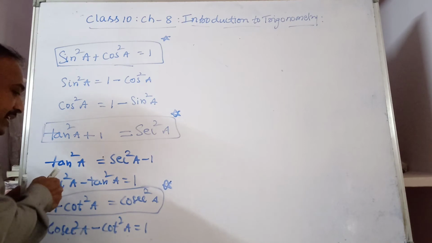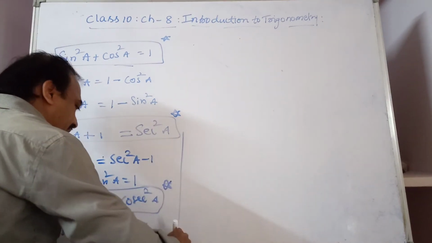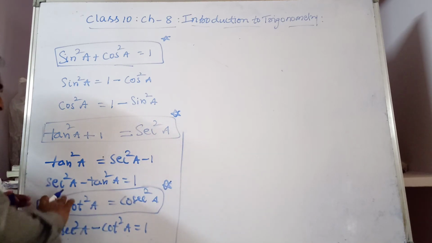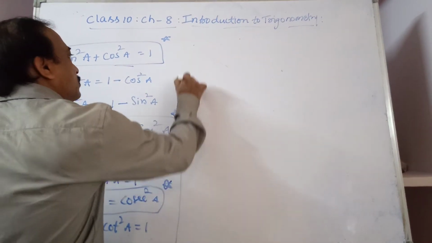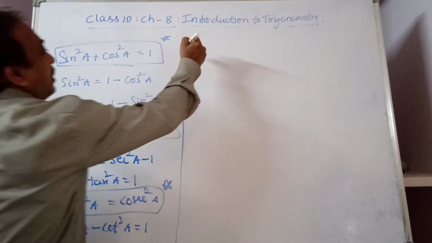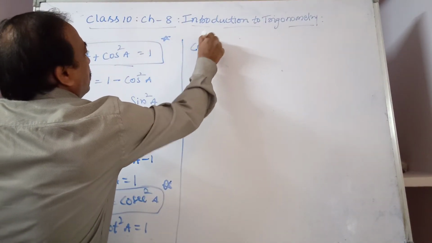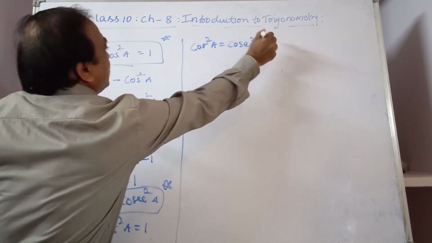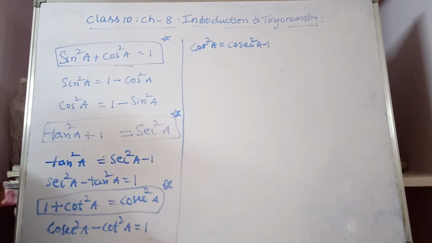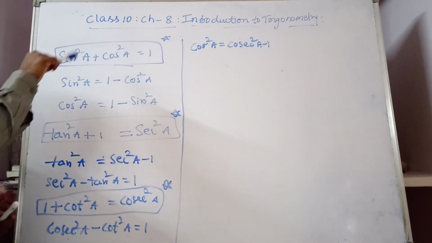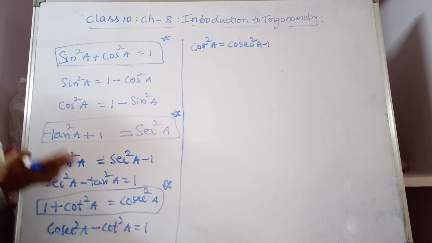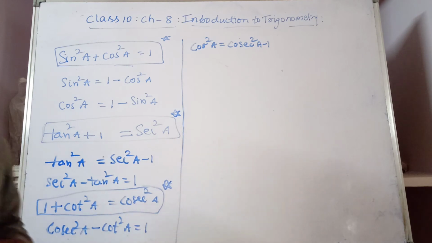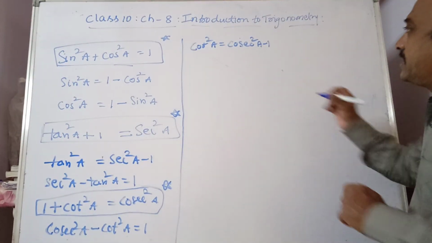From this again, I am writing this identity: 1 plus cot square A is equal to cosecant square A. Transpose 1 to that side, then you will get cot square A is equal to cosecant square A minus 1. These are the identities we get from the three main identities. We can transpose LHS to RHS and RHS to LHS. Let us discuss some examples based on these identities.